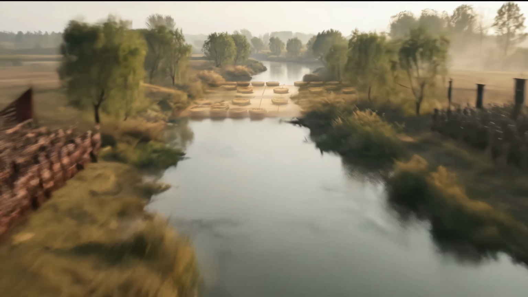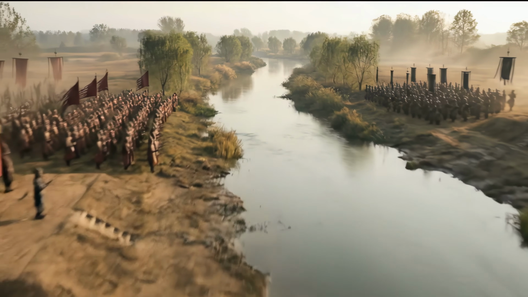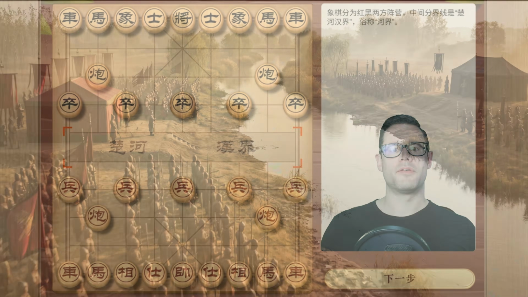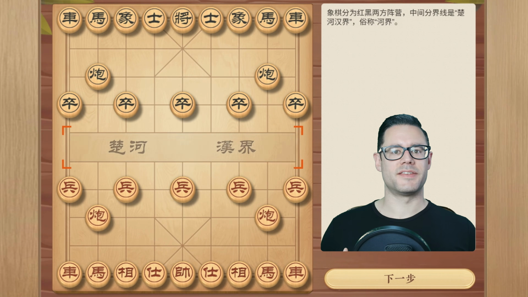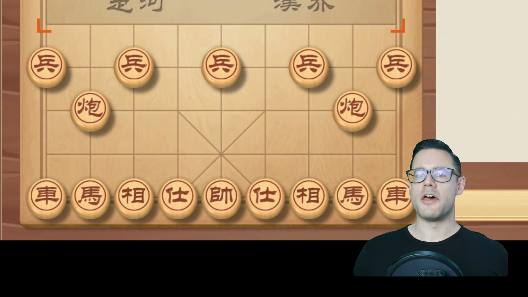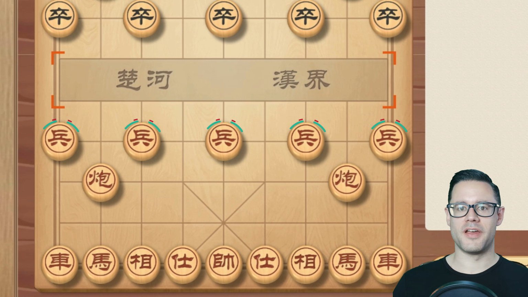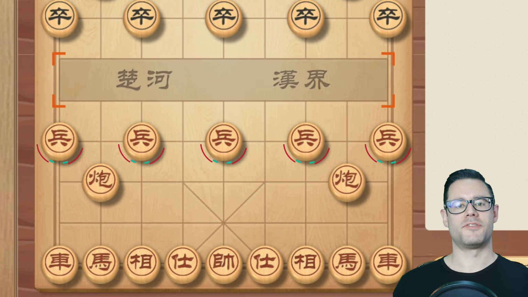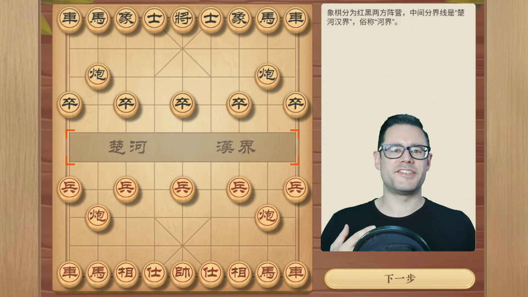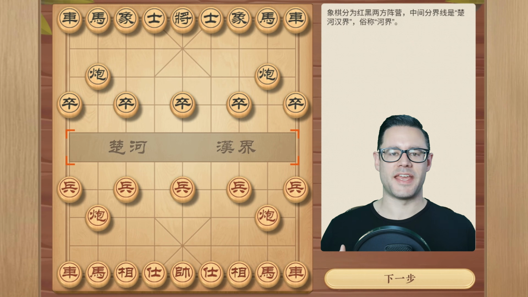You've got the Red Army on one side, the Black Army on the other. Both are poised, ready to attack. Now, the river's important for gameplay because some pieces, like the elephants, cannot cross the river. Other pieces, like the soldiers or the pawns, change behavior after they cross the river. So it's not just a decorative element on the board, it actually serves a function in the mechanics of gameplay.